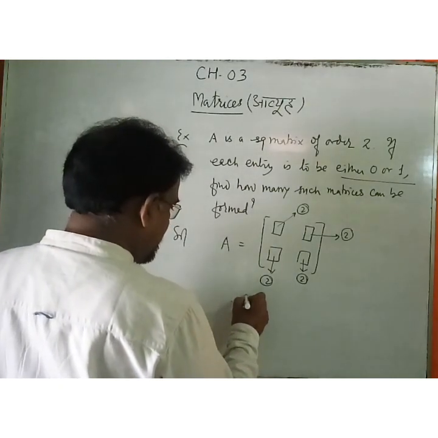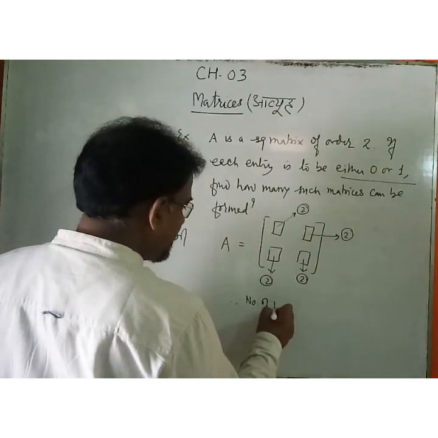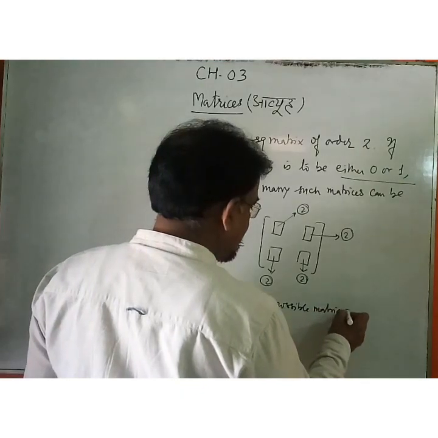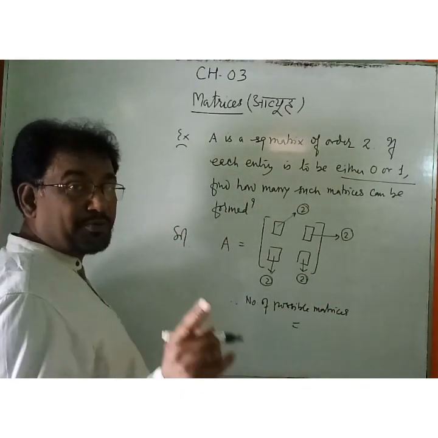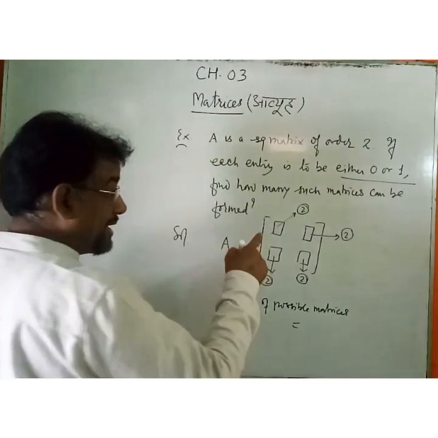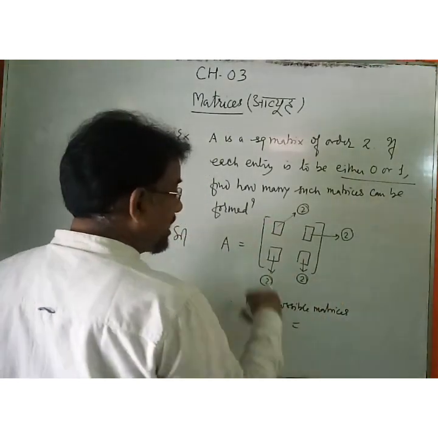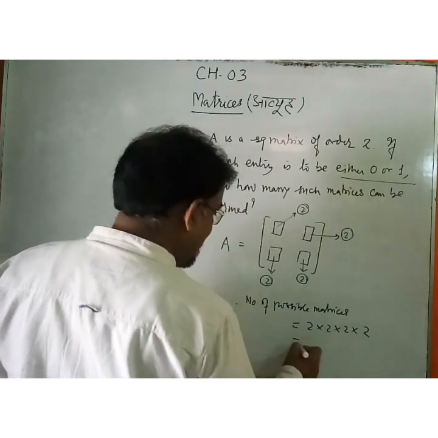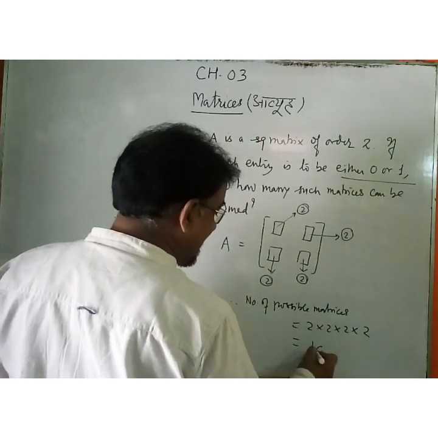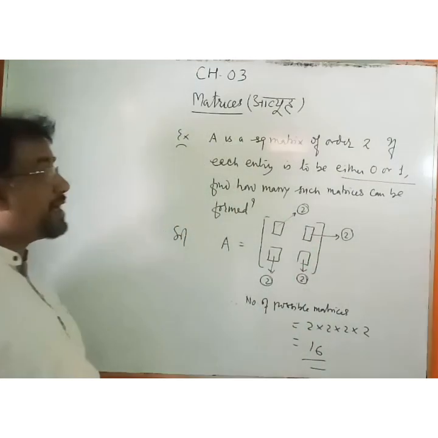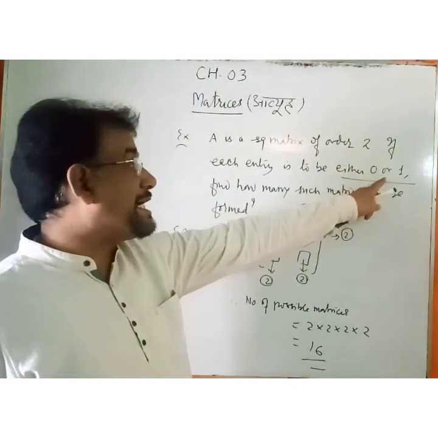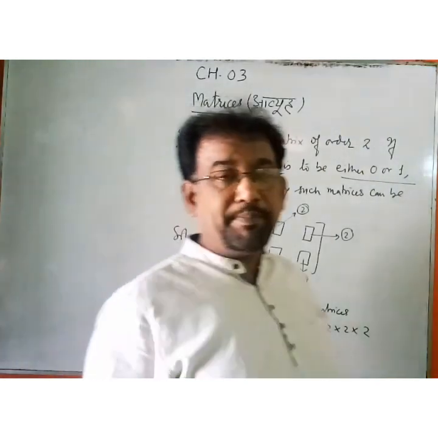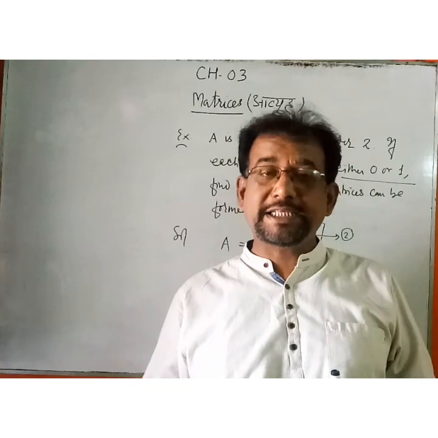Therefore, the number of possible matrices, by the fundamental principle of counting that you have studied in class 11, is 2 into 2 into 2 into 2, that is 2 to the power 4, which is 16. 16 such matrices you can form whose each entry is either 0 or 1. So this is all about the basic introduction of matrices.